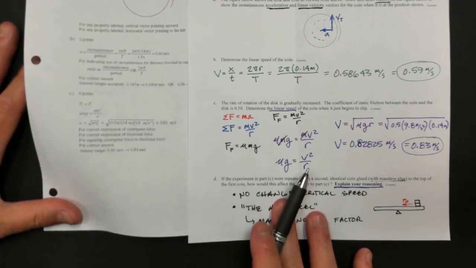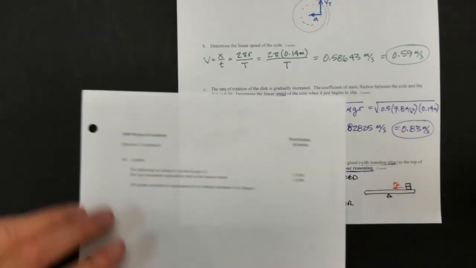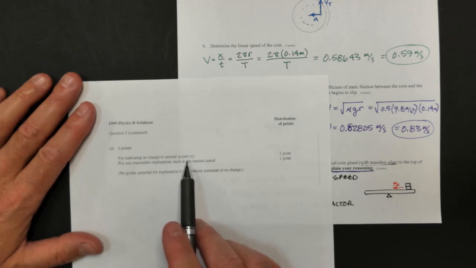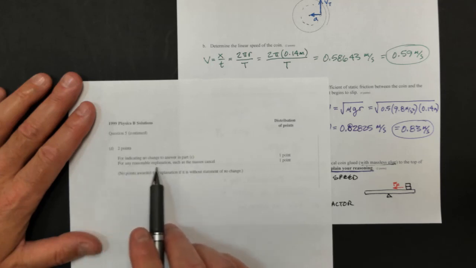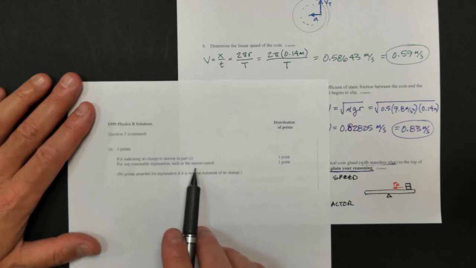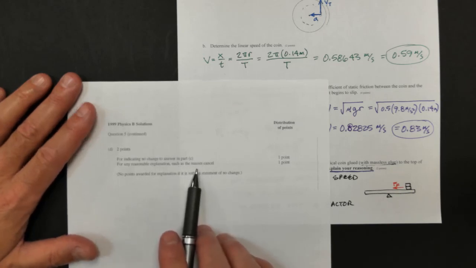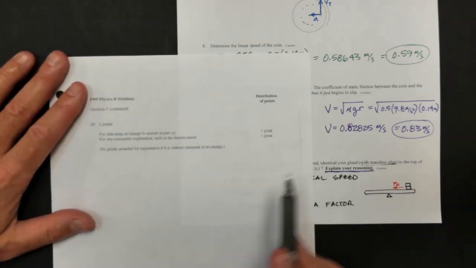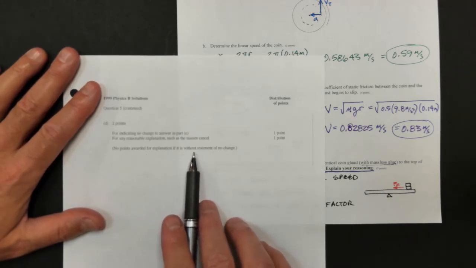Okay. For the last part, which was what happens when you add the second coin, you'll notice here it says for indicating there's no change, which as we proved, because the mass appears on both sides, and it says for any reasonable explanation, including saying the mass is canceled, which is kind of an informal way of saying it. But they would accept that because, of course, they're expecting you to have derived this expression up here prior to that.